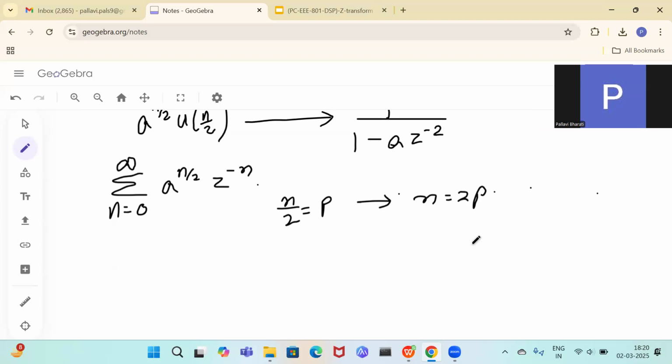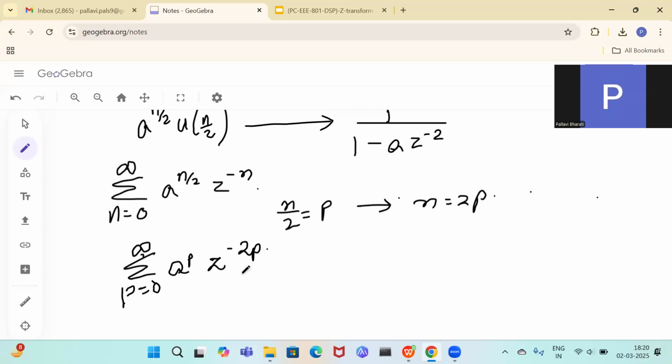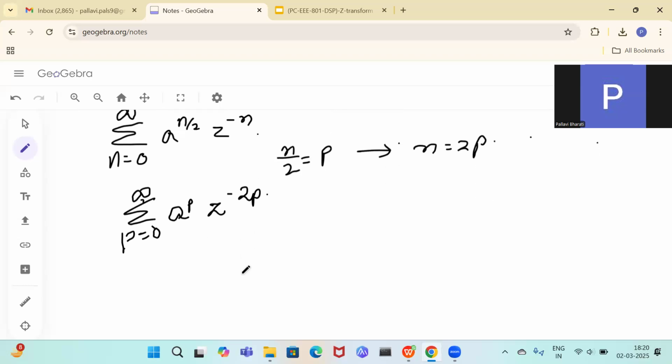Now when you write it, this will be the sum over P from 0 to infinity of a to the power P, z to the power minus 2 times P. You can write this as a to the power P into z to the power minus 2, or take it as a into z to the power minus 2, whole raised to the power of P, going from P equals 0 to infinity.